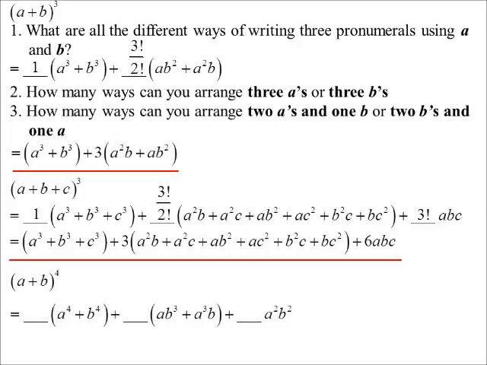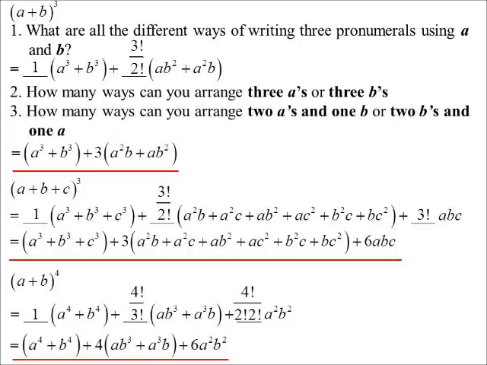How many ways could I go A to the 4? 1. How many ways with A, B, B, B? 4 factorial over 3 factorial. How many ways A, A, B, B? So therefore, the expansion is a to the power of 4 plus b to the power of 4, 4 lots of ab cubed plus a cubed b, and 6 lots of a squared b squared. We're having fun yet, or what?